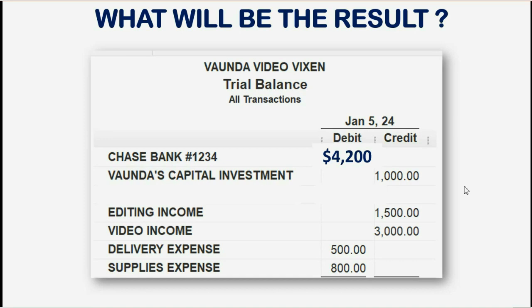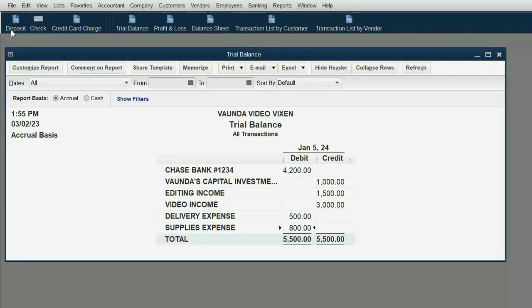So what will be the results if we record a $200 ATM withdrawal for non-business reasons? Well, Vonda's withdrawals will show up for the first time as $200 because this is the first time in our story that she's taking money for personal reasons. And because it came from the company bank account, the company bank account will decrease and become $4,000. So it's very simple.